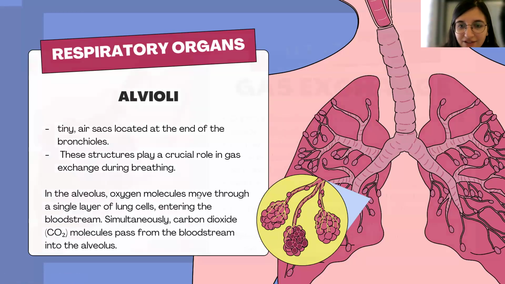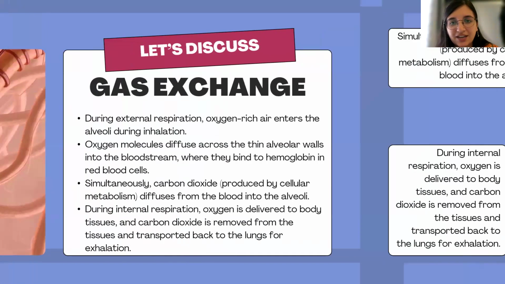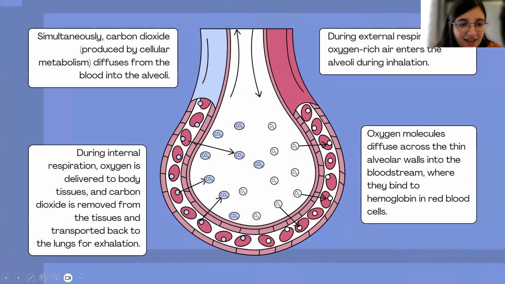So let's have a deeper look at that. This one is for you to read. Oxygen-rich air enters the alveoli during inhalation, and then the oxygen molecules diffuse into the alveolar walls, into the bloodstream, and in the bloodstream, it specifically binds to hemoglobin in the red blood cell. At the same time, carbon dioxide diffuses from the blood into the alveoli so that it can be taken out of the body. It's harder to understand without a diagram, so I put a diagram for you all. Let's have a look at the diagram.